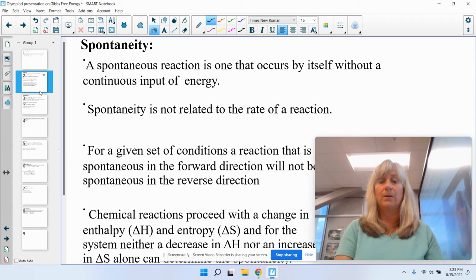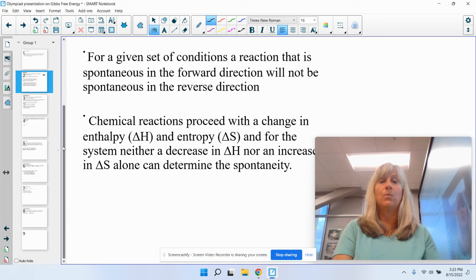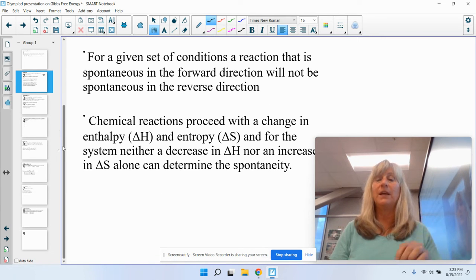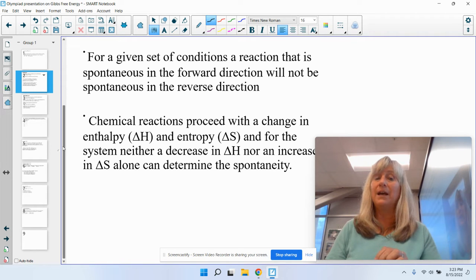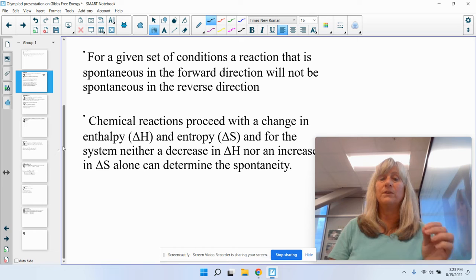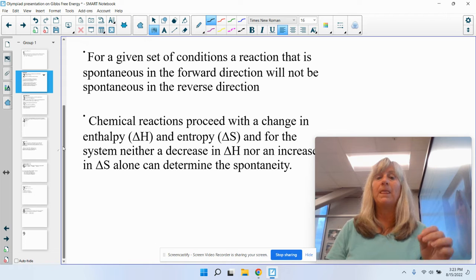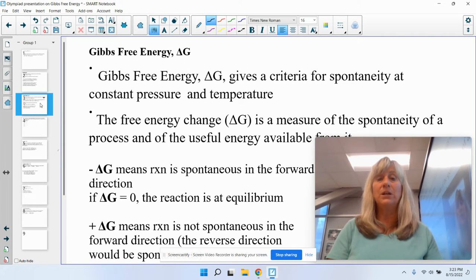And for a given set of conditions, a reaction that's spontaneous in the forward direction will not be spontaneous in the reverse reaction. Okay. And the fourth statement is that chemical reactions will proceed with a change in enthalpy and entropy. And for the system, neither a decrease in delta H, so delta H being negative, giving off energy, nor an increase in delta S alone, increasing in entropy for the system, neither one of those by themselves can determine spontaneity when we're looking at the system.